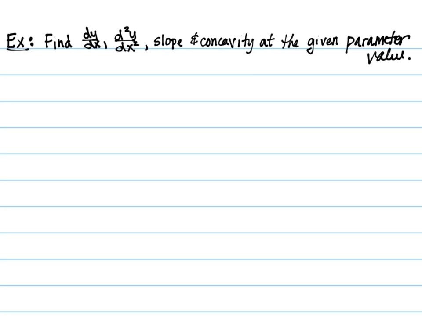And because it's fun, we're going to do some with a little bit of trig. x is cosine of 2t, and y is sine of 4t. And the t value which we're going to look at is pi over 4.